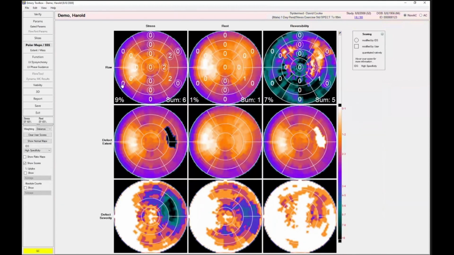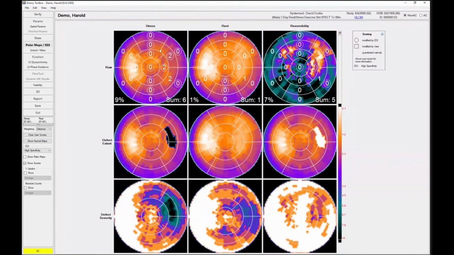So a score of 0 means that from the probability analysis, the computer decided that there wasn't a problem in that particular segment. That's why it scored it as 0. Wherever you see a circle, that means that the artificial intelligence system looked at the score that came out of that analysis and then changed it. So here in the inferior wall, you can see that it was originally a score of 1 that was changed to a score of 0. You can see that here also in the inferior wall.